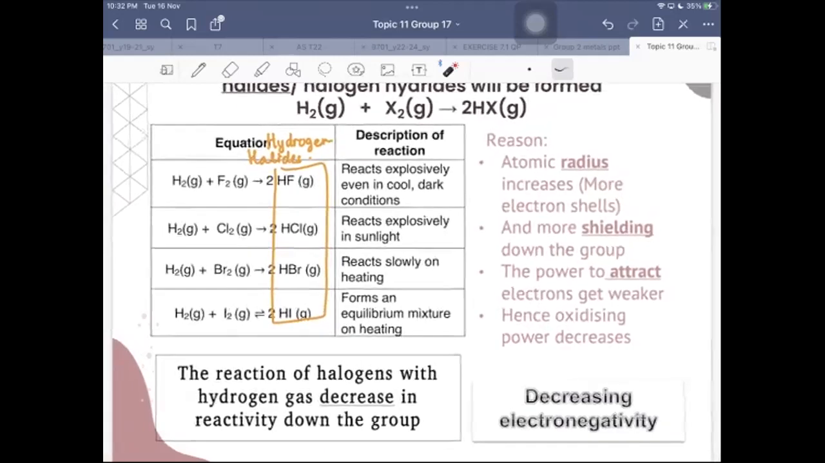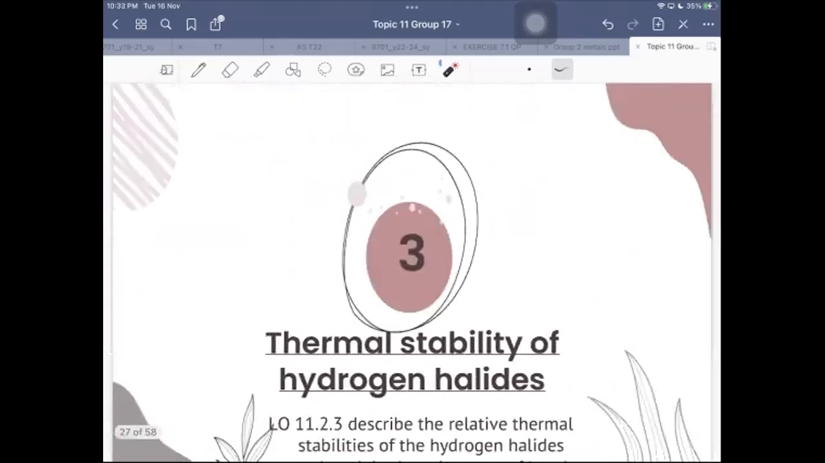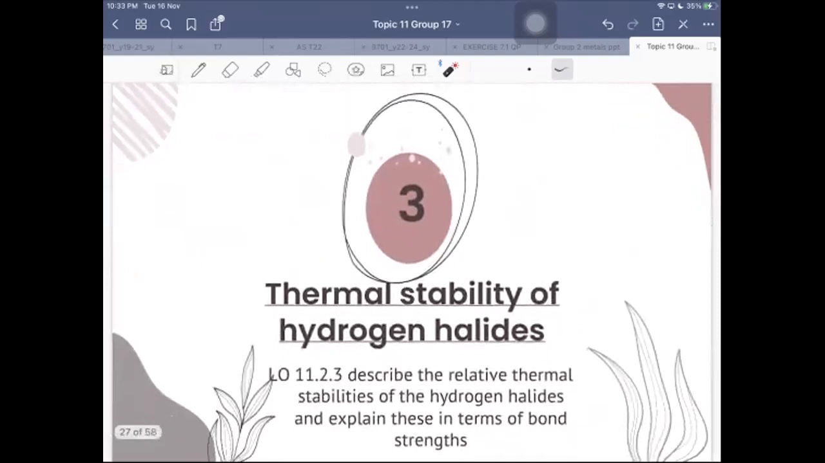So this goes hand in hand with decreasing electronegativity as well. Electronegativity has the same idea. It's about the attraction between the nucleus and the bonding electrons or the bonding pairs. Okay, thermal stability of hydrogen halides.